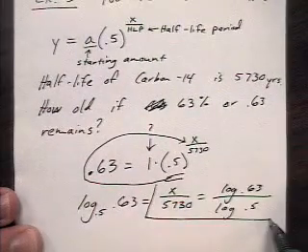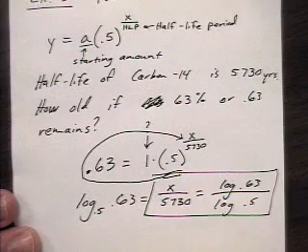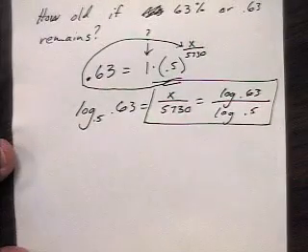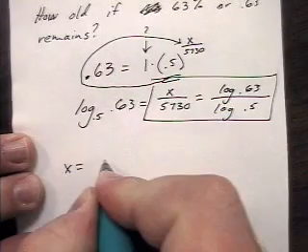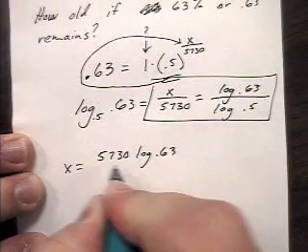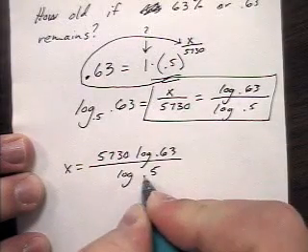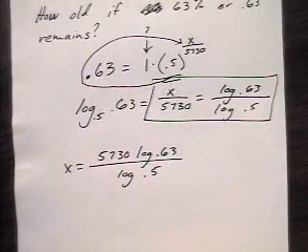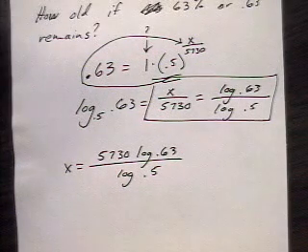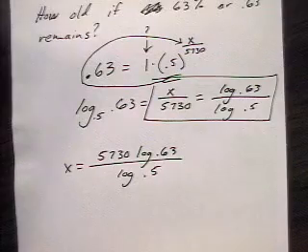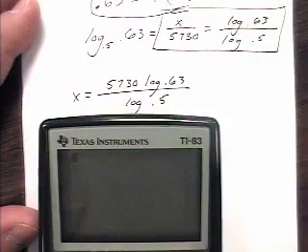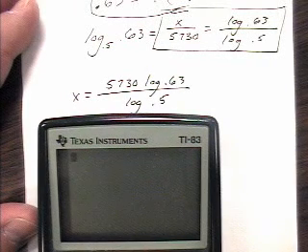Now, how do you solve a proportion? That's right, cross multiply. X equals 5,730 log 0.63 over log 0.5. Do not attempt to cancel the logs like there's some kind of variable or something. No way, man. Who would do such a thing? Trust me, I've seen it done.